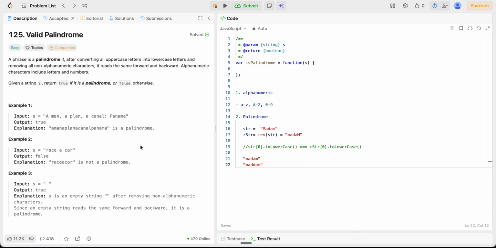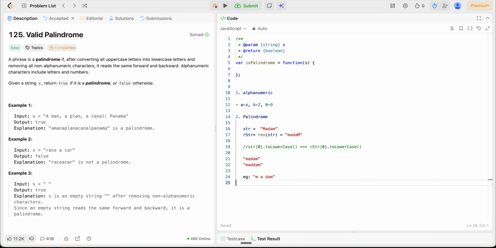Now one more additional case which they have mentioned is that if there are any non-alphanumeric characters, you can skip them, you can consider them as not being there. Okay, let's say, for example, for that case, let me take an example of m space a d a m. Okay, let's consider this is the example.